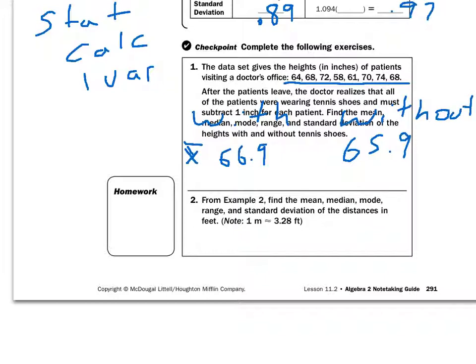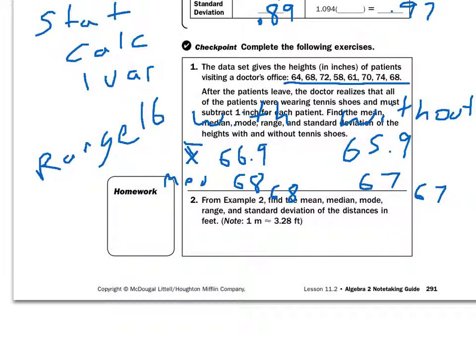Your median was 68, and so over here it's going to be 67. Your mode was 68, and so over here it's going to be 67 again. Now the other two will stay exactly the same. Your range will continue to be 16, and your standard deviation will be 5.1.